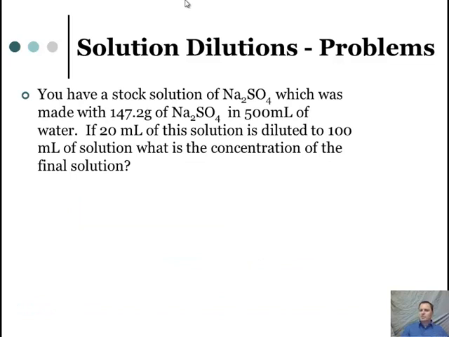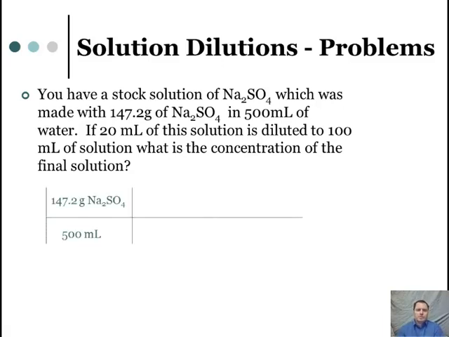Okay, let's try this problem. You have a stock solution of sodium sulfate, which is made with 147.2 grams of sodium sulfate in 500 milliliters of water. So I make the solution up, and then I'm going to take 20 milliliters of this and dilute it to 100 milliliters, and I want to know what's the concentration of this new one. Well, so I'm solving for the final concentration. That's M2. I know the volume of it's going to be 100 milliliters. I started with 20 milliliters, so that's V1. What I don't know right off the bat is M1, but they give me the information to solve this. I know that I made it with 147.2 grams in 500 milliliters. So figure out the molarity from that.